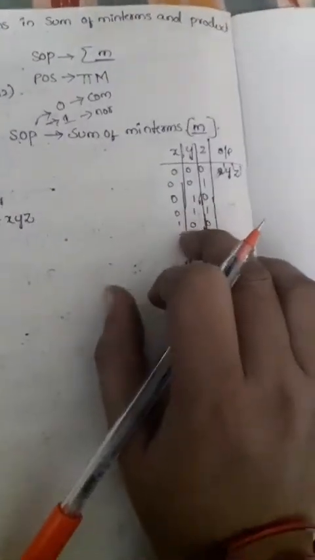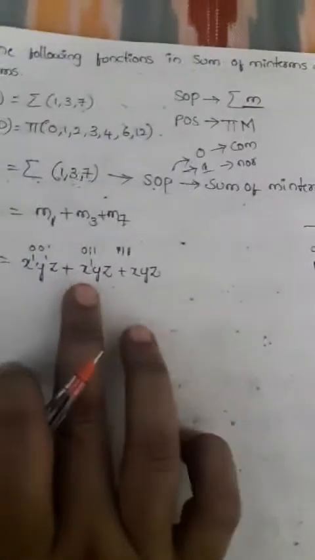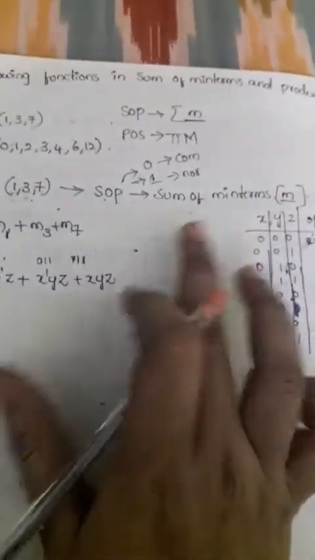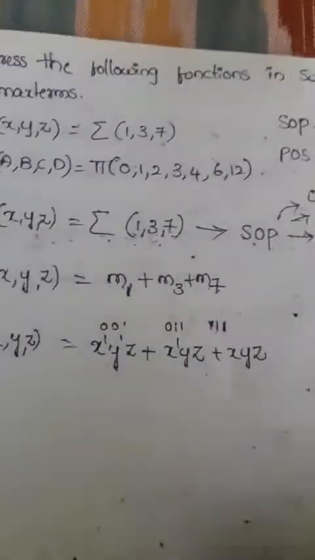The next one, the third one, is 0 1 1, and the seventh place is triple 1. Okay, so 0 is taken as complement, and 1 will be taken as normal. So just check the previous problem, 0 complement and 1 normal in SOP. In the same way we are taking it.